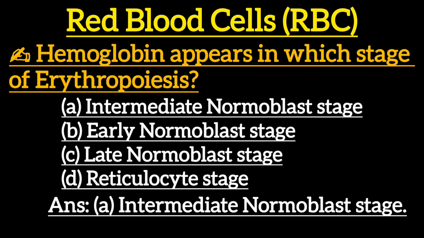Next one is hemoglobin appears in which stage of erythropoiesis? Option A intermediate normoblast stage. Option B, early normoblast stage. Option C, late normoblast stage. Option D, reticulocyte stage. Correct answer is option A, intermediate normoblast stage.